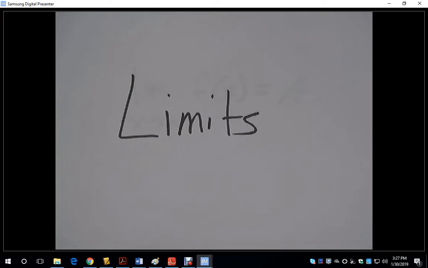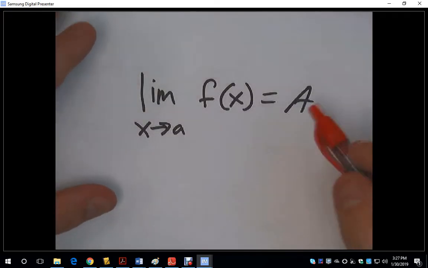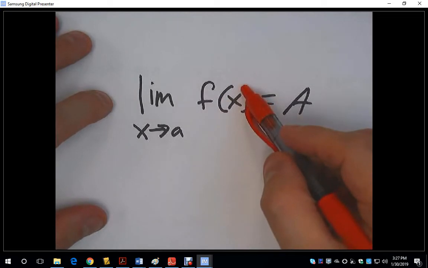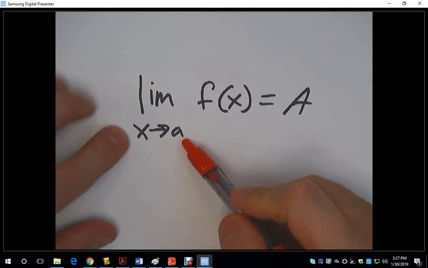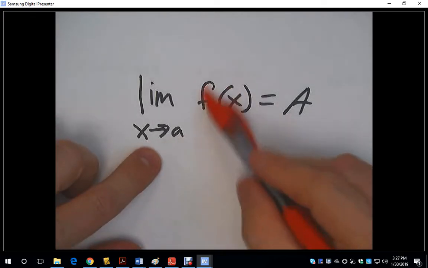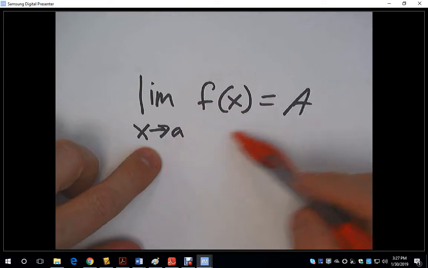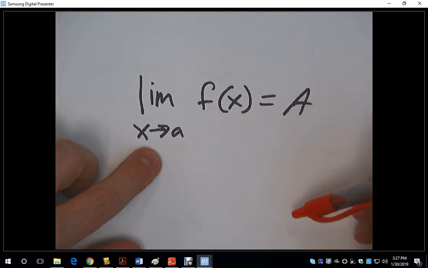The following video is on limits. The idea of limits is that we look at some function and we want to examine what happens when x approaches some number, in this case some number a. Then our function approaches some value of y.